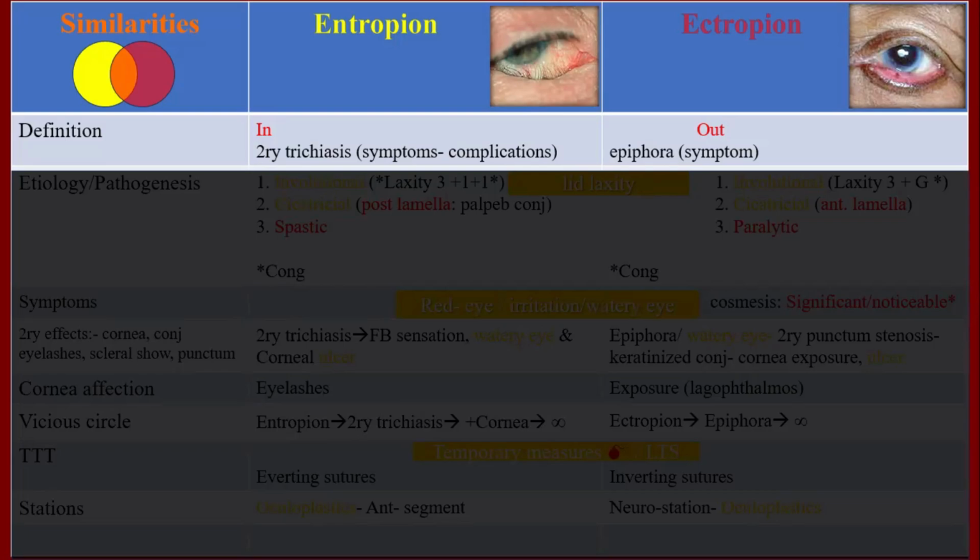Starting with the definition. Quickly, we said before that entropion is what? Is inturning of the lid margin. Okay, so don't forget lid margin, eyelid margin. Ectropion is completely the opposite, outward turning of the lid margin. But if you remember, we added some points in the definition because I want you to remember these points.